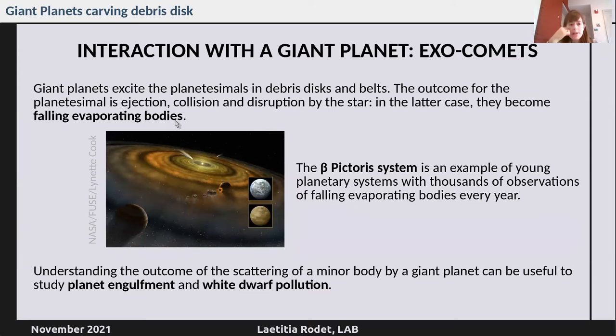The Beta Pictoris system is an example of a system where you have giant planets and you observe falling evaporating bodies. We observe thousands of them every year. Understanding the outcome of the scattering, the probability for a giant planet to scatter a planetesimal toward the star, is a very nice topic because it can be applied not only to falling evaporating bodies, but also to planet engulfment, if you consider a giant planet sending a smaller planet into a star, and also white dwarf pollution, which is a very, very studied topic for post-main-sequence stars.